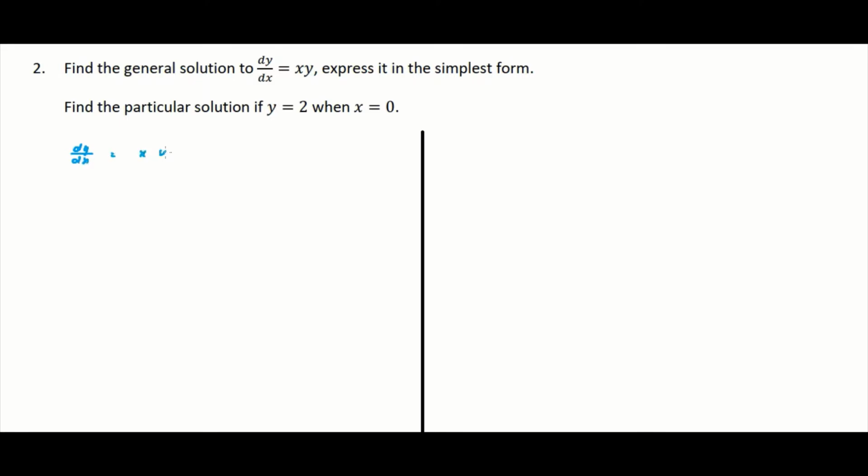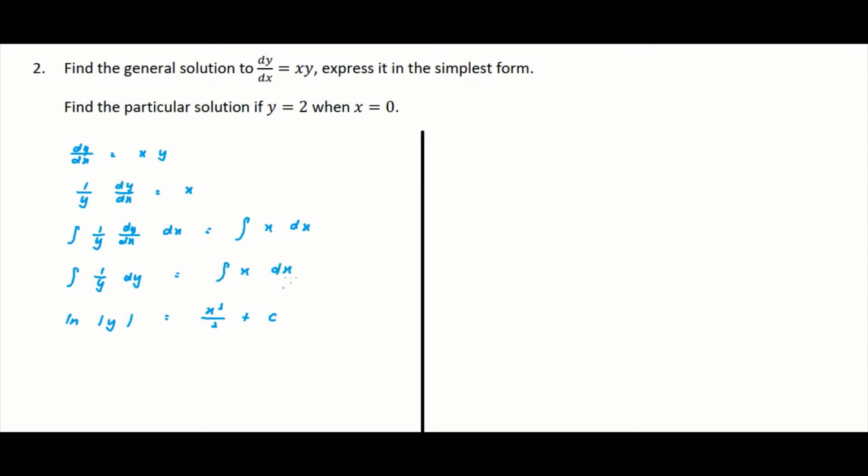equal to xy. Same thing, try to move around. So you have 1 over y dy dx equal to x. So let's start with the integration with respect to x, and same thing for the right hand side. So you're left with 1 over y dy equal to x dx. Now we can start to do the integration. So you have ln y equal to x squared over 2 plus c.